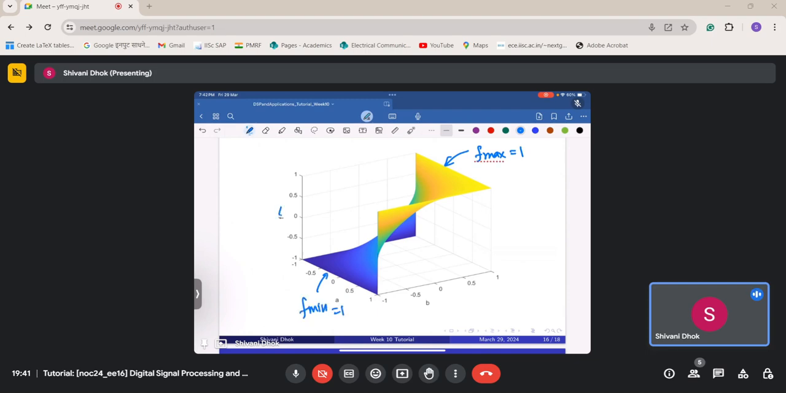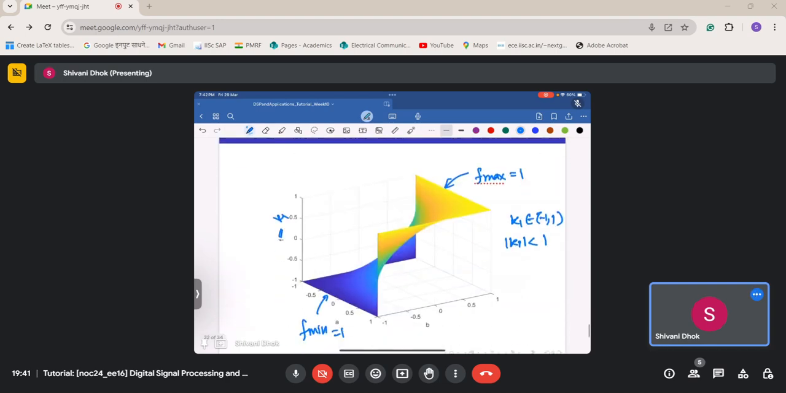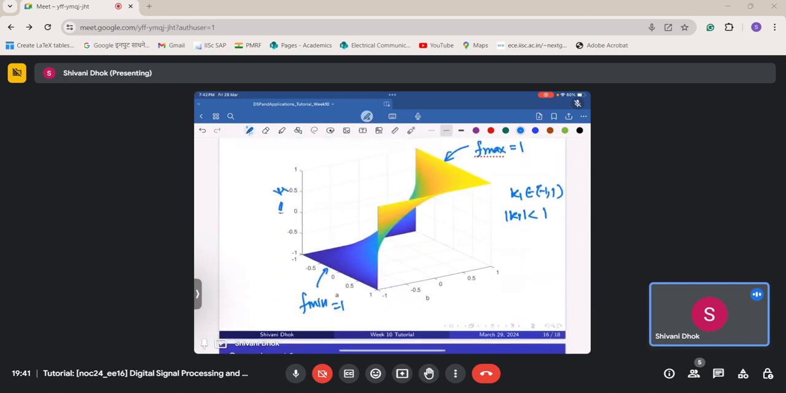So here f is basically k1. Sorry, I should have written k1. So this k1 belongs to -1 to 1, which means the magnitude of k1 will be less than 1. Just a short visualization, because this is a little bit weird expression and drawing by hand is a bit difficult, so that's why I plotted it for you.